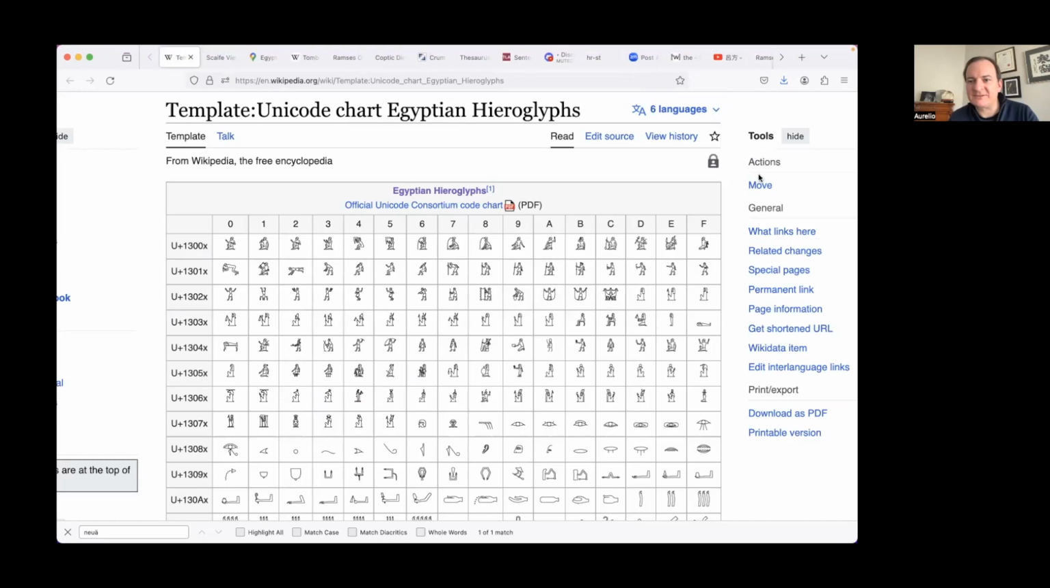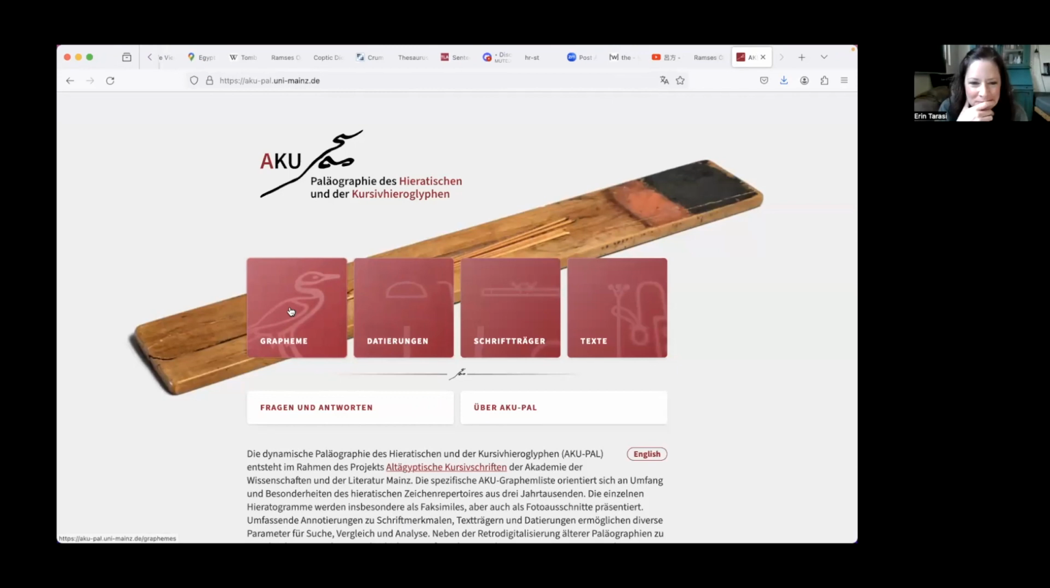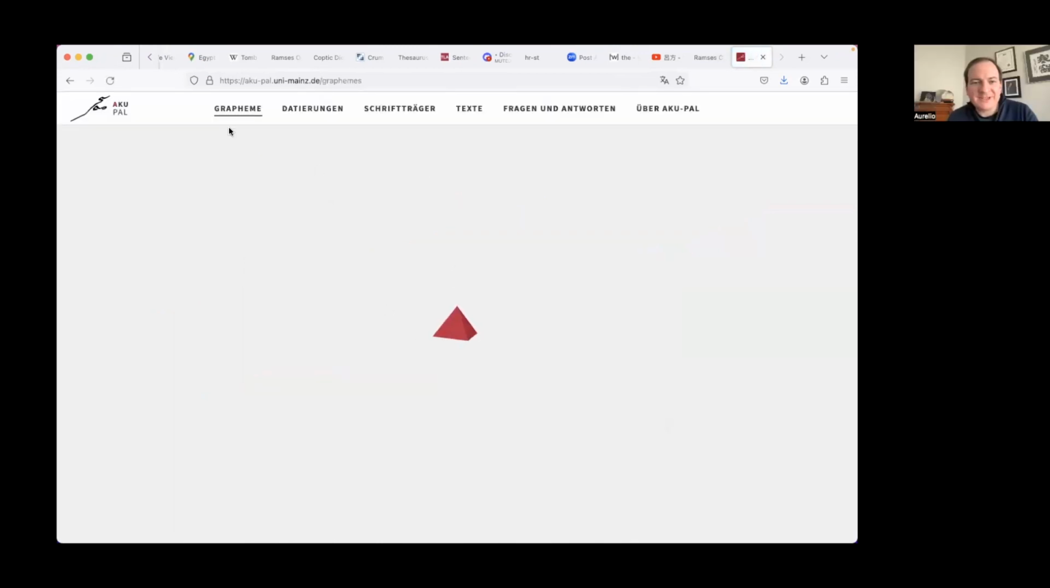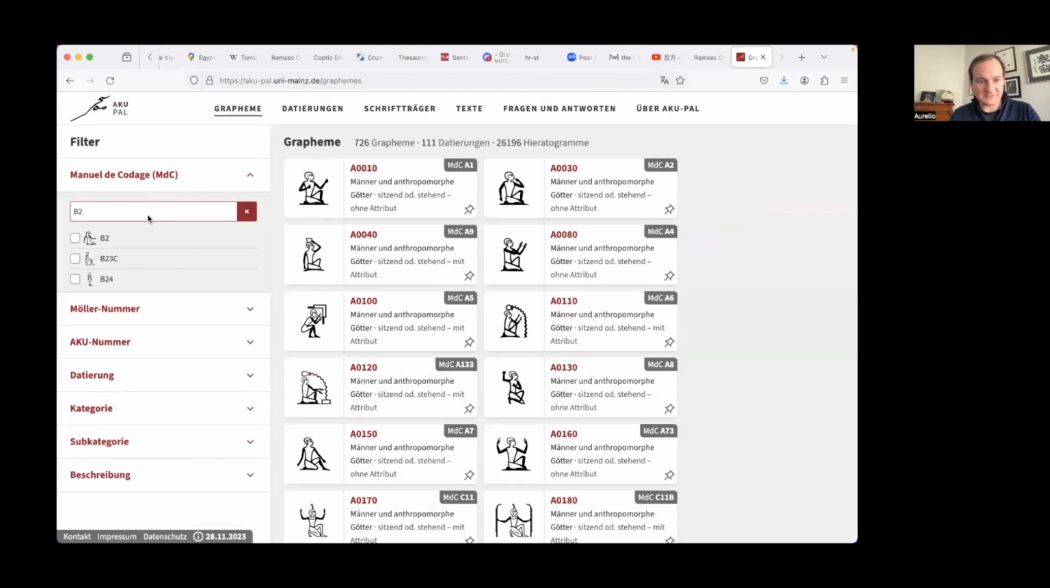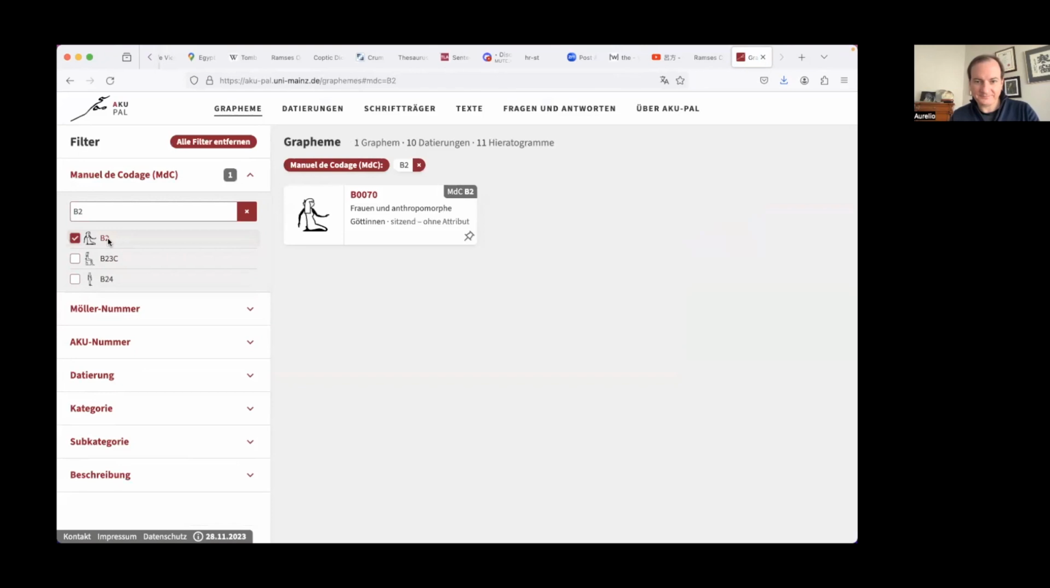Okay, let's try B2. By the way, I love it that they have these weirdos here, standard glyphs. Graphemes. B2 we said, right? B2. No, this is just sitting, not birthing.